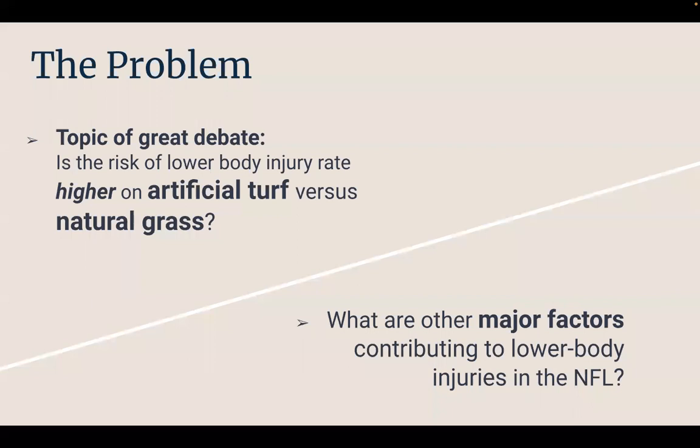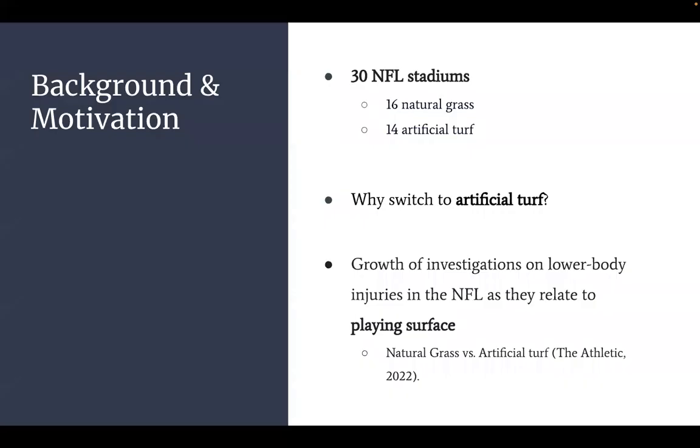So our problem at hand. As I mentioned, the topic of great debate has been whether the risk of lower body injury rate is higher on artificial turf versus natural grass. And we're also concerned with what some other major factors are contributing to the lower body injuries in the NFL. Right now, of the 30 NFL stadiums, 16 use natural grass, while the remaining 14 use artificial turf.